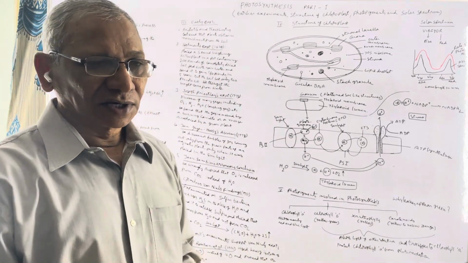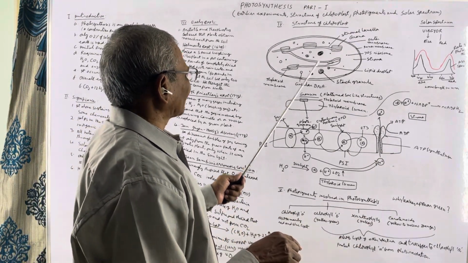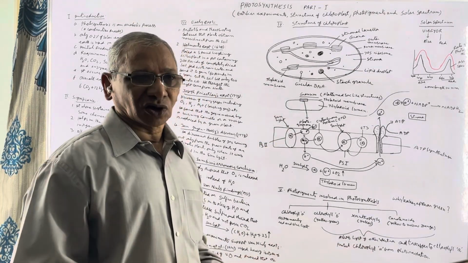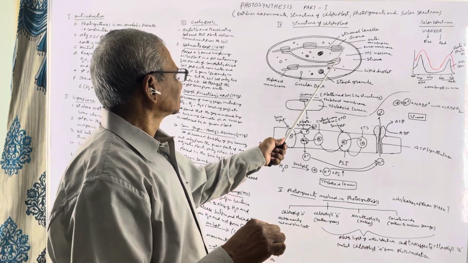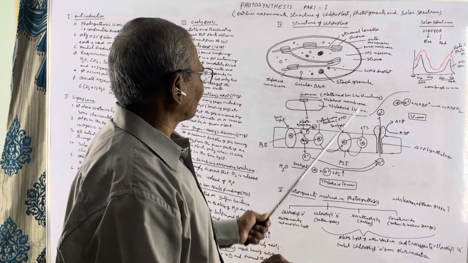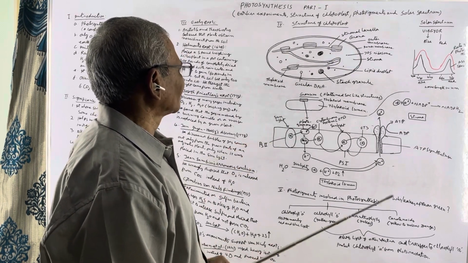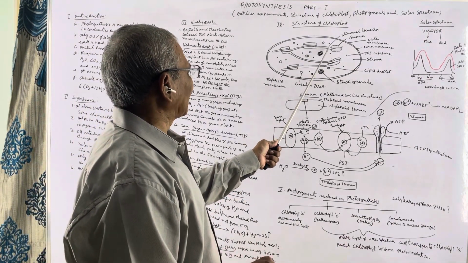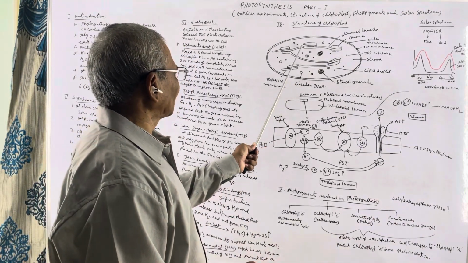Closed sac-like structures, and they are arranged one above other like this. The arrangement of these are like the arrangement of coins. So one pile of coins is called grana. Single one is called granum. So this is one granum, this is one grana, this is one grana, this is one grana. Different grana are connected by stromal lamellae. So this is one stromal lamella, this one stromal lamella, like that.